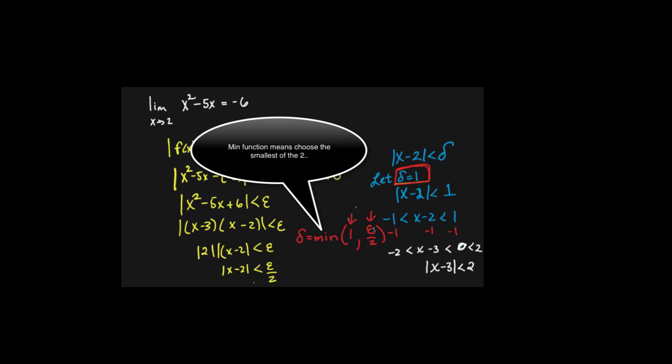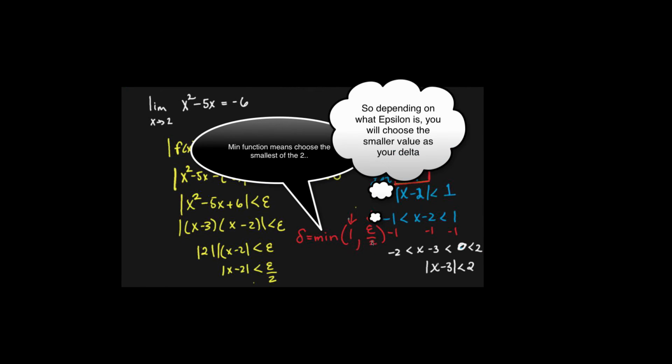I'm arbitrarily saying let's pick an epsilon of 20. So if I have 1 and 20 over 2, that gives you 1 versus 10. Which one's smaller? What the min does is choose 1 out of those 2 choices.